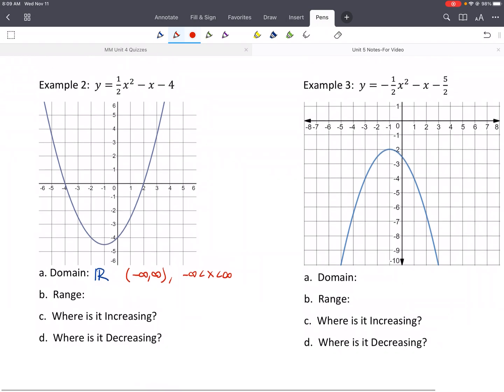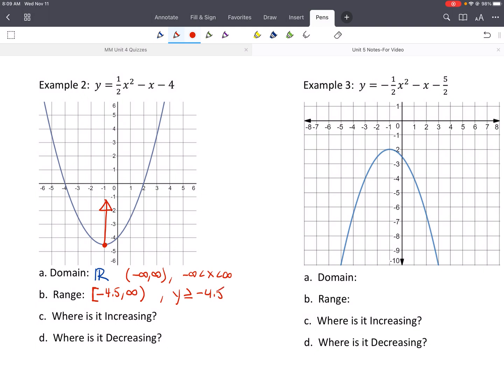Range, for this situation, we start at the bottom. This is its lowest value, and it keeps going up to infinity. So we'd say something like it goes from -4.5 all the way to infinity. Again, we'd use a bracket for range because that point is included. You could also write it as all y values greater than or equal to -4.5.